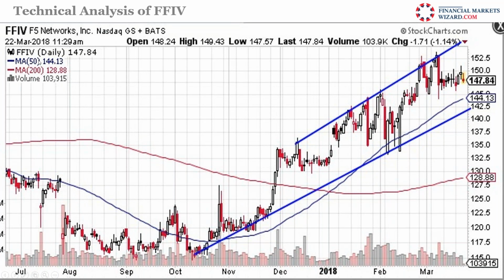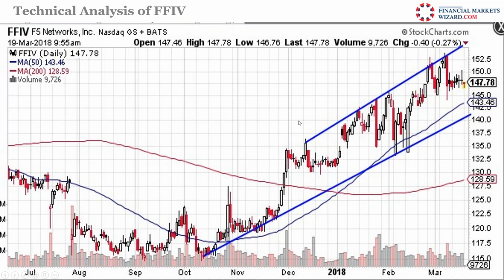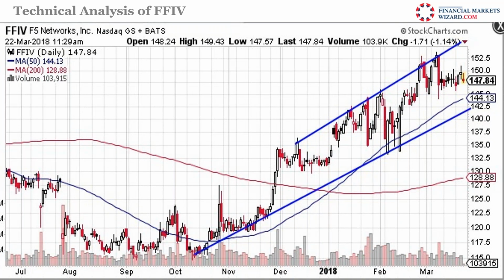Okay, so this is the 22nd of March. Sorry, I was showing you the chart of 19 March. Okay, so 19 March, and this is 22nd of March. So it's still, you see this candle? It's still bearish.